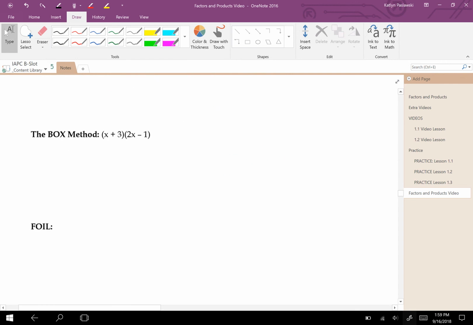This one's called the box method. So we're going to start off by drawing a box that has 4 cells.